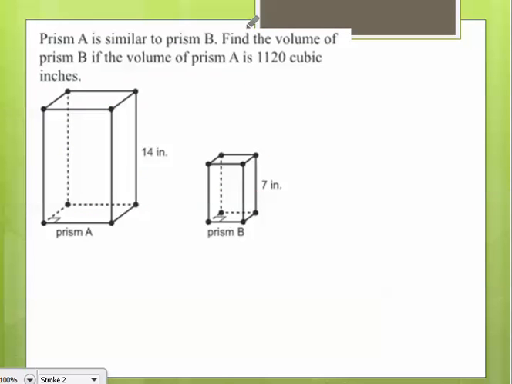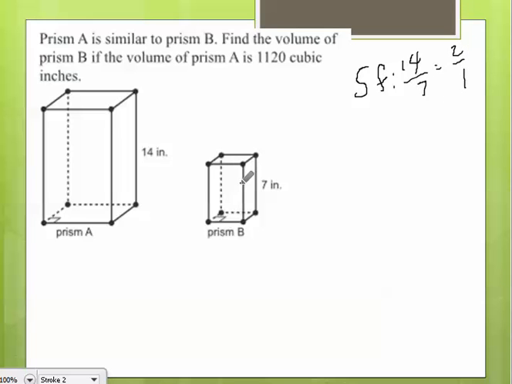Okay? So when we're talking about volume and area ratios, we have a scale factor. The scale factor is simply the ratio of the sides. In this particular situation, we've got a 14/7 scale factor, right? Well, that's actually 2/1. That's the big to the small, the scale factor.